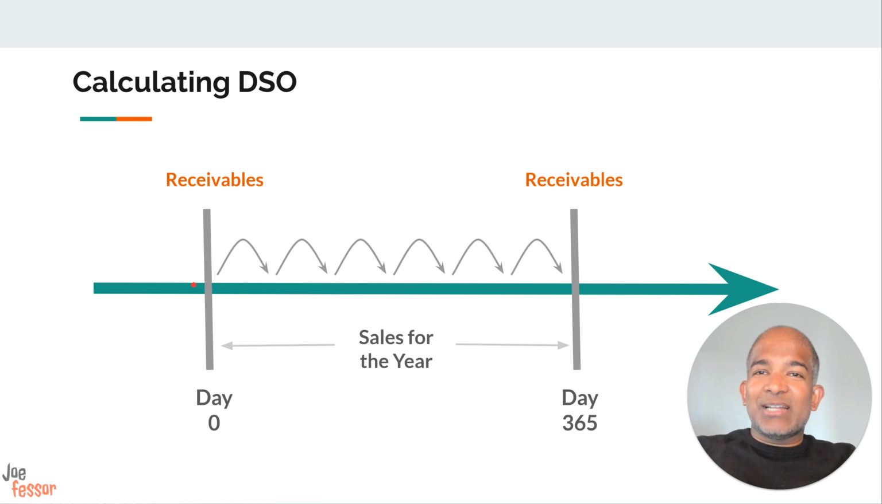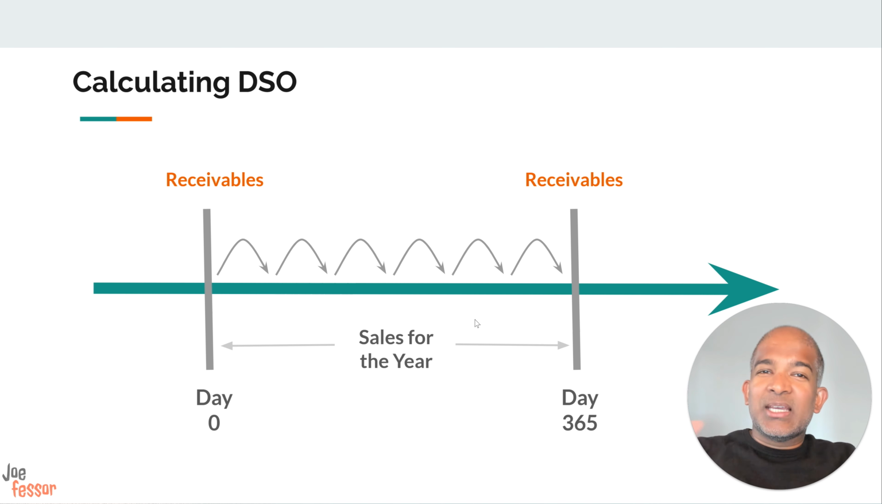Now that we understand what DSO represents, let's talk about how we calculate it using financial statements. To calculate DSO, we need two key pieces of information: average receivables and annual sales revenue. You might wonder why we use the average receivables. The reason is that receivables fluctuate throughout the year. Imagine a company that makes most of its sales during the holiday season. Their receivables will be much higher towards the end of the year as compared to the first few months of the year.